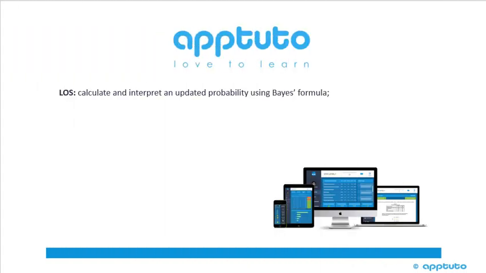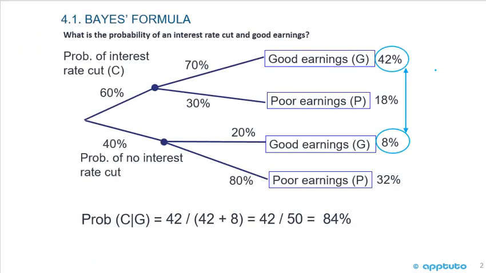This LOS is calculate and interpret an updated probability using Bayes' formula. This LOS is a good example where, if you look in the text for the CFA Level 1 curriculum, there's a lot on Bayes' formula in terms of quite a few formulas and calculations. And then if you go down and look at the end of chapter practice problems, there's not even a multiple choice question. There's an exercise that goes through something that's similar to the example.